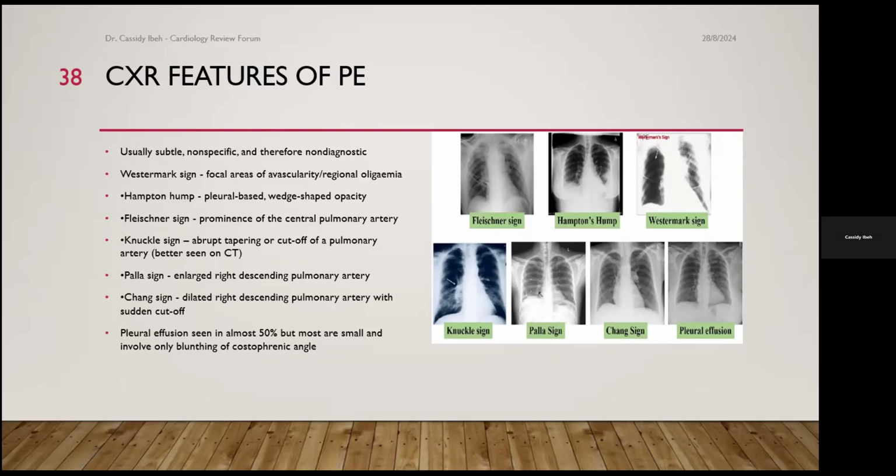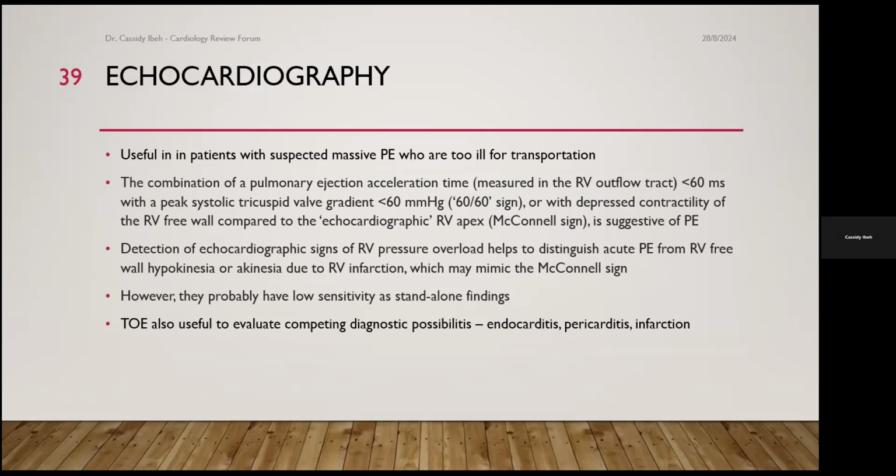I think each of these has an arrow pointing to it. They may have what we call the Westermark sign, the Hampton hump, the knuckle sign, the Fleischner sign. Then also a pleural effusion may be seen in patients with pulmonary embolism in about 50% of cases, but it is small and involves only blunting of the costophrenic angle. Now, echocardiography is used for a patient with suspected massive PE who is too ill for transportation.